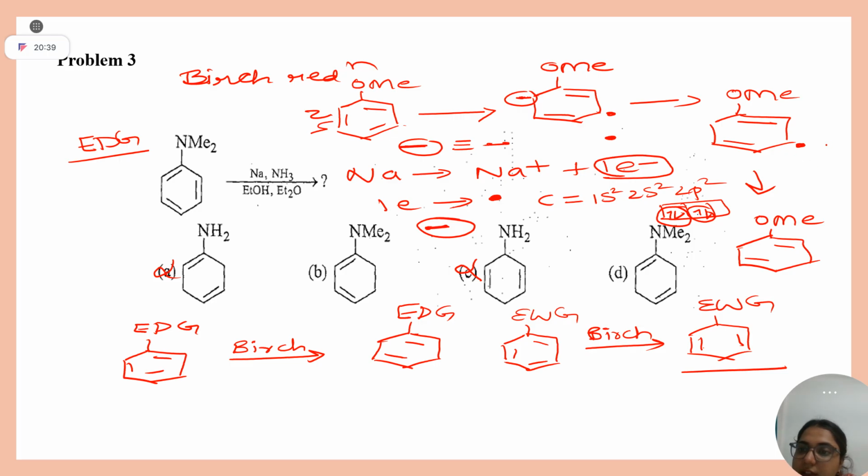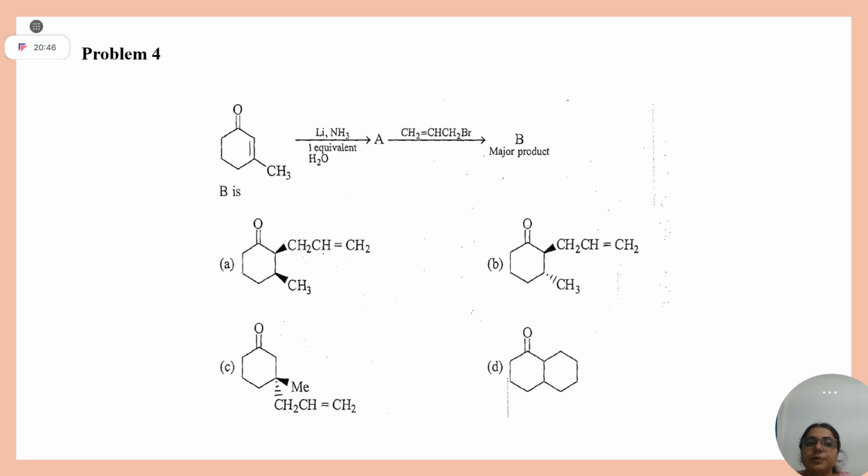Yes, ma'am, radical and radical combining give a carbanion. So if this is clear to you, could you please solve problem number 4? If not, I will solve it after 30 seconds. Just tell me which option you think is correct. No issue if you give a wrong answer, I will explain to you. Just try.